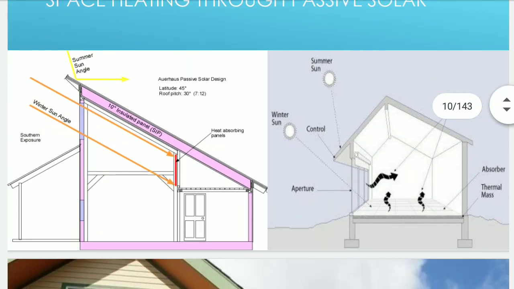This diagram shows the insulated panel at an angle. Passive solar design: latitude 45 degree, roof pitch 30 degree. Heat absorbing panels, water, sun, winter sun angle, southern exposure, summer sun, winter sun, and control aperture, distribution, absorber, thermal mass.